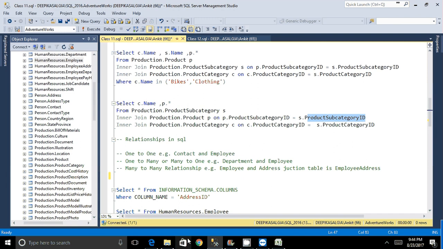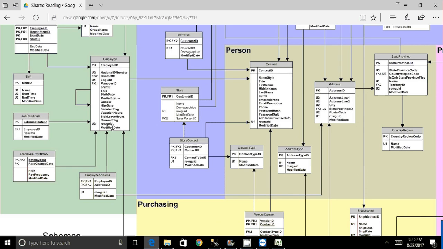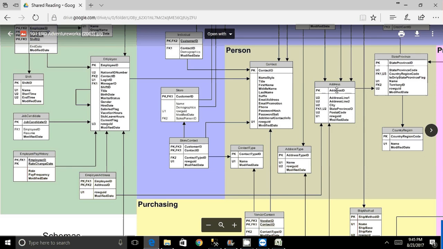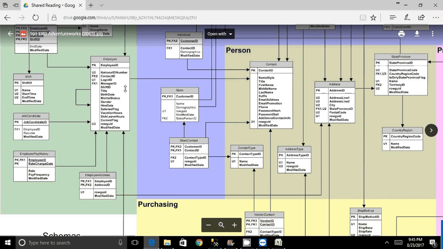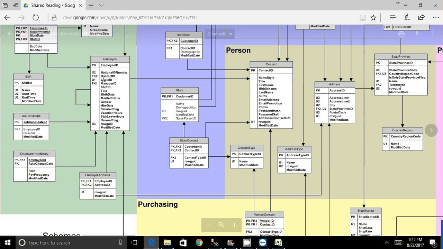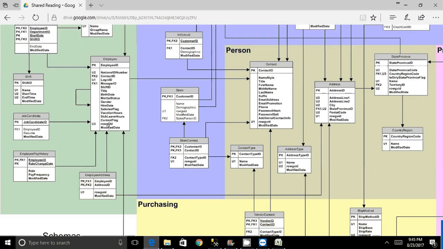So how are you going to join these two tables? If you see in here, you don't have the address ID in this table. Do you have the address ID in this table? No. So let's look. Do you have the employee ID in here? You don't have the employee ID. Would you be able to join these two tables together then? If there is no employee ID in here and there is no address ID in here, can you join it?